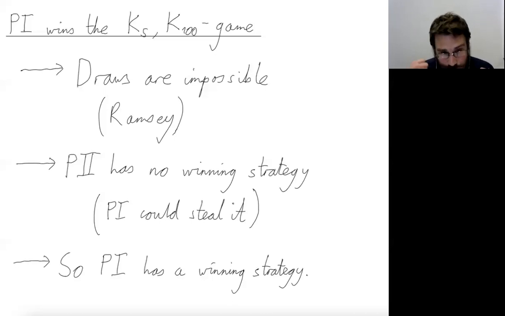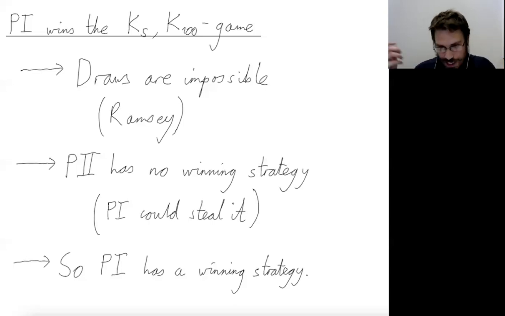So more precisely, let's say player 2 has a winning strategy. Player 1 could just begin by playing some move arbitrarily, and then just forget that they've made that move and pretend that they're the second player, right? And they can play with this winning strategy for player 2.